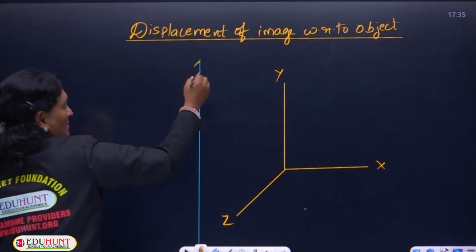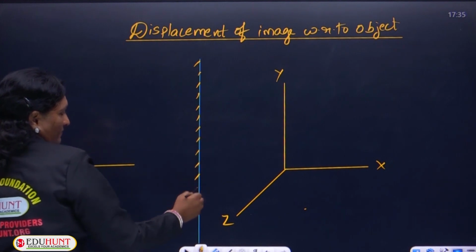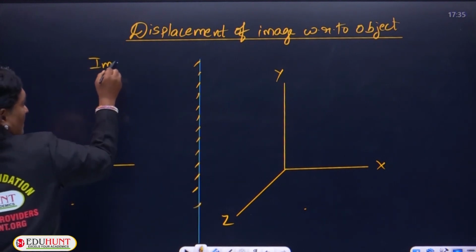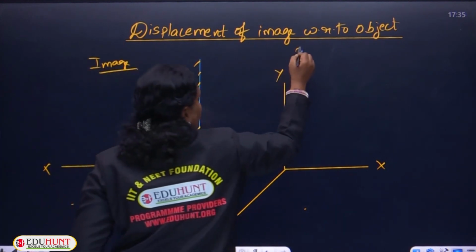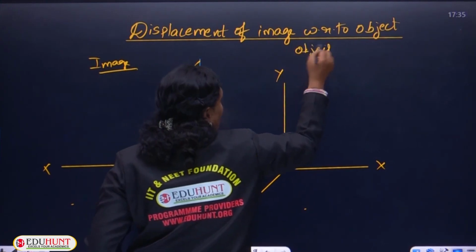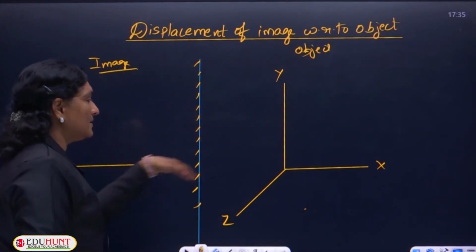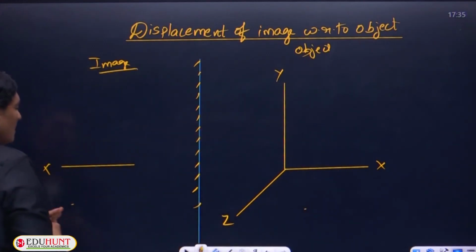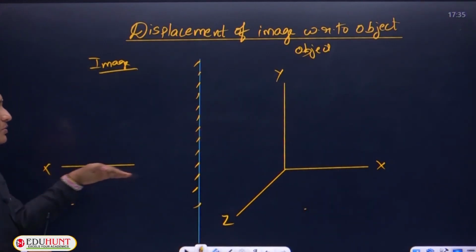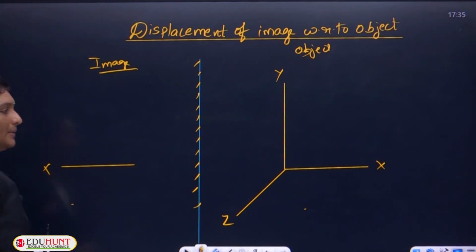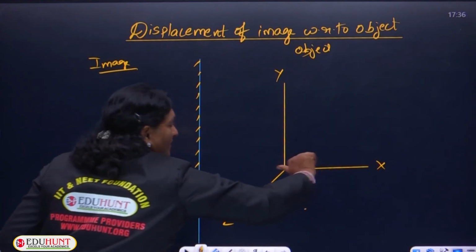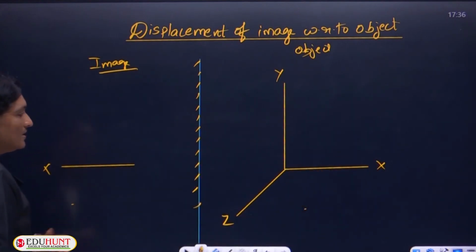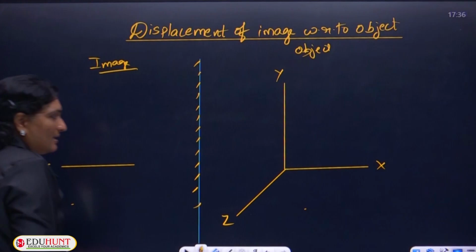This is your image, children. This is your image and this is your object. So whenever a person moves perpendicular to the plane of the mirror, we observe that the image also moves perpendicular to the plane of the mirror. But in which direction? If he moves in the forward direction, the image moves in the backward direction. What do I exactly mean by that?